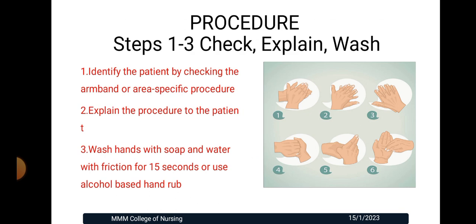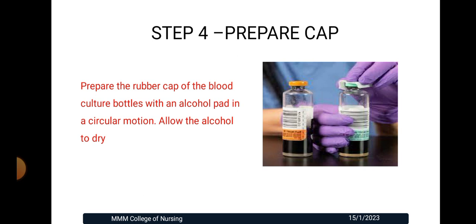Procedure: Step 1 to 3: check, explain, and wash. Identify the patient by checking the armband or area specific procedure and explain the procedure to the patient. Wash hands with soap and water with friction for 15 seconds or use alcohol based hand rub. Step 4: prepare cap. Prepare the rubber cap of the blood culture bottles with your alcohol pad in a circular motion. Allow the alcohol to dry.